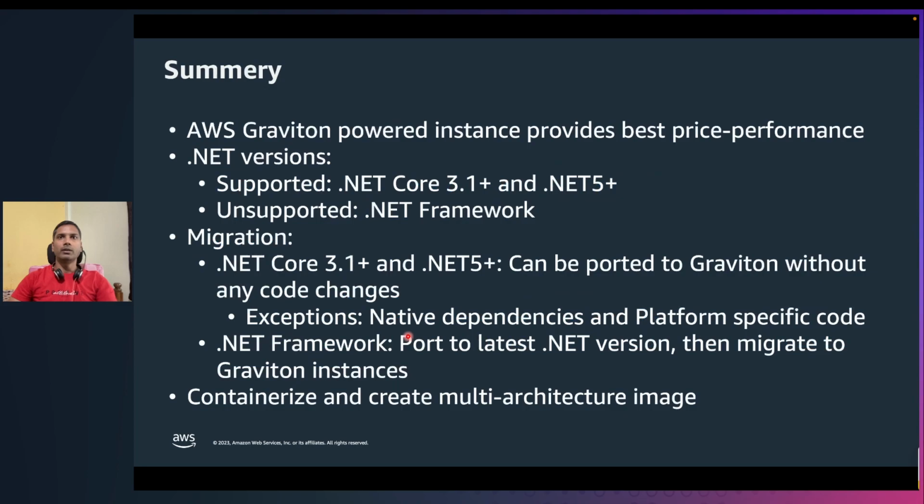Before we wrap up, let's summarize what we learned in this video. We learned that AWS Graviton powered instances provide the best price performance versus comparable x86 based instances. Applications written in .NET Core 3.1 plus and .NET 5 plus can be easily migrated to Graviton instances. However, please watch out for native and platform specific dependencies. Those need to be ported separately.